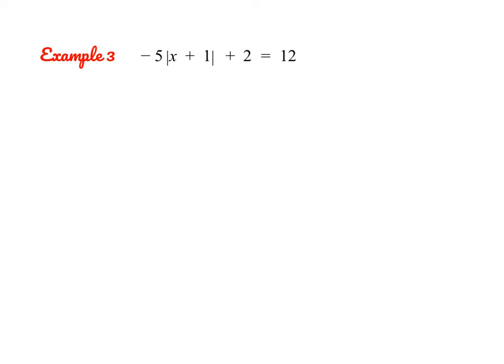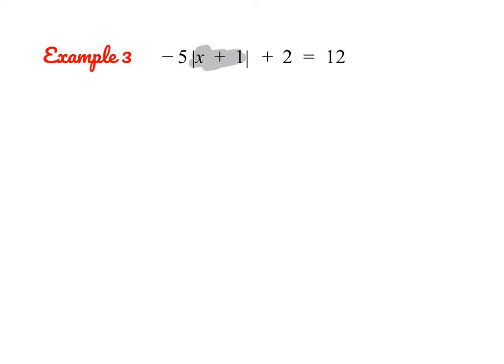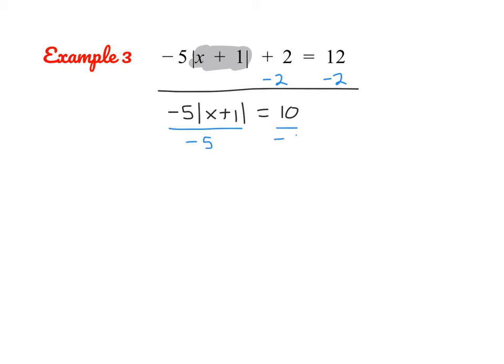Okay, let's try another one together. So here, let's isolate first again. So we can start by subtracting 2 from each side. So we get negative 5 times the absolute value of x plus 1 equals 10. And then from here we can divide both sides by negative 5. And we get the absolute value of x plus 1 equals negative 2.